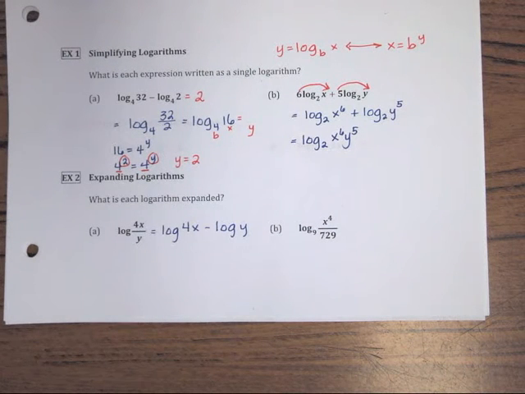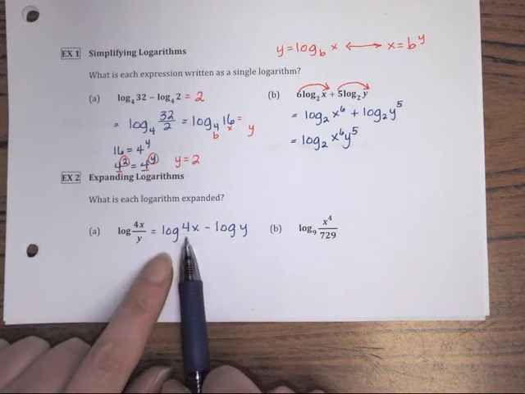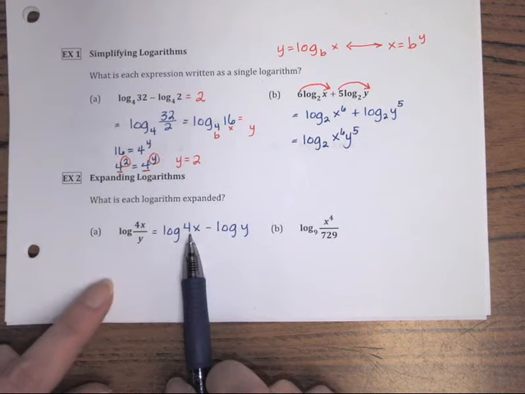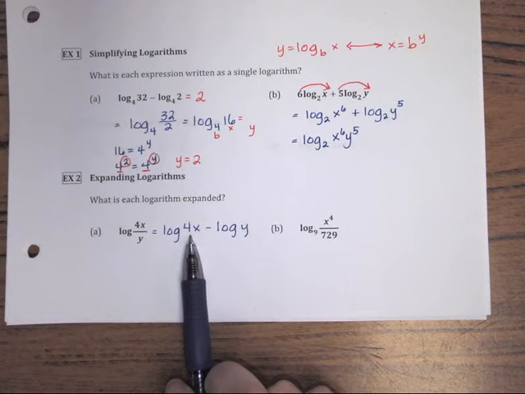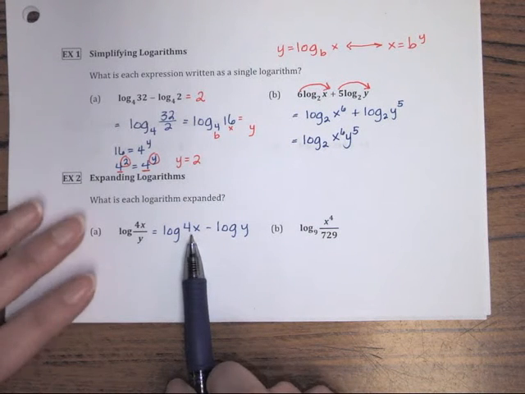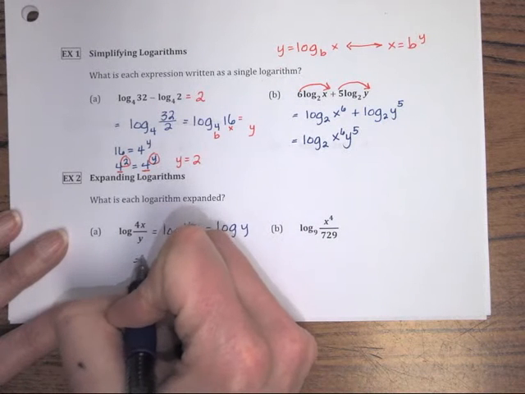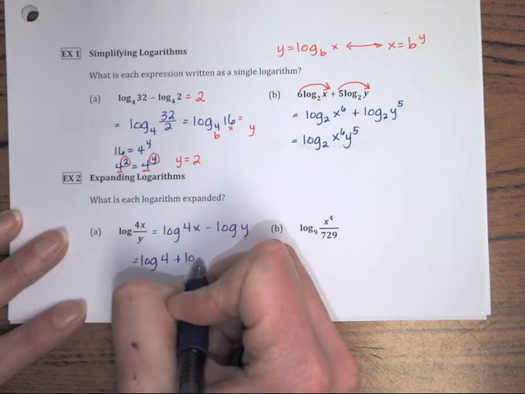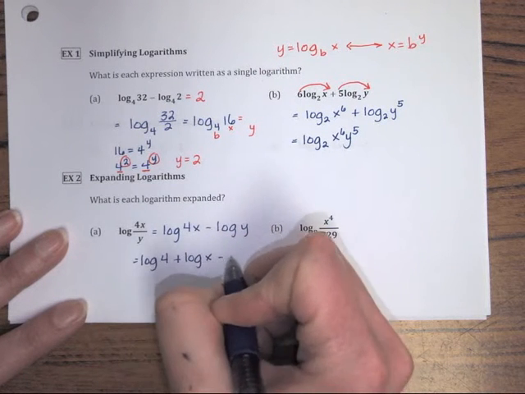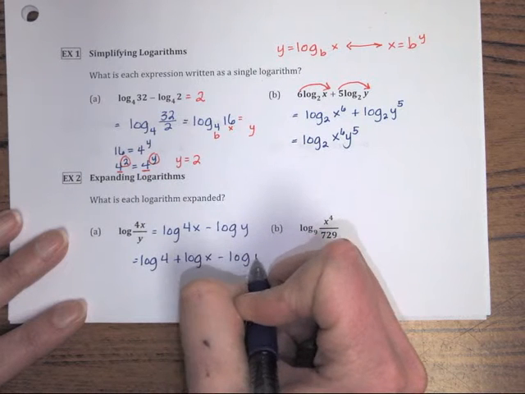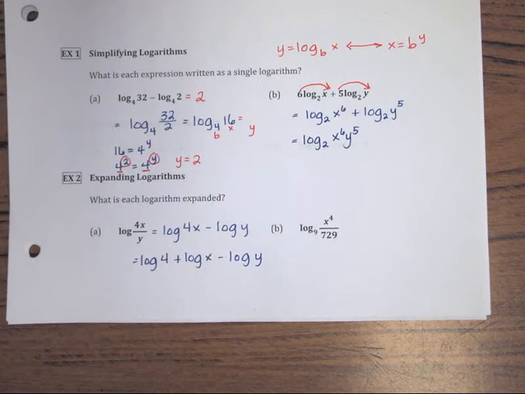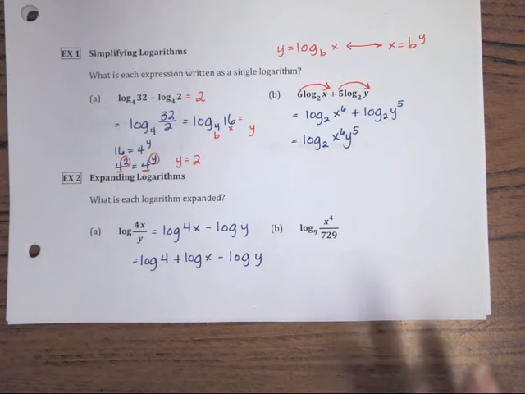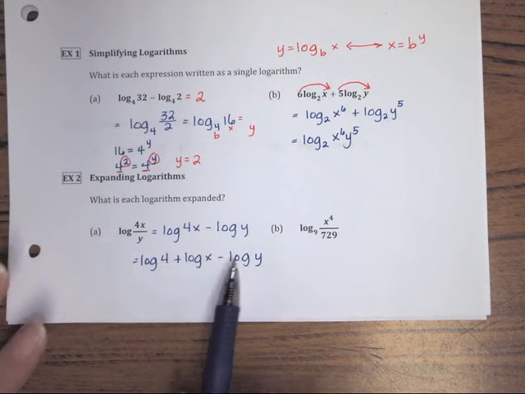All right? We can actually, believe it or not, go further if we wanted to, because this is a product right here, and I could use law 1 and write this as 2 logarithms added together. So this would become log of 4 plus log x, then minus log y. So I've expanded it into very simple logs that are all separate.